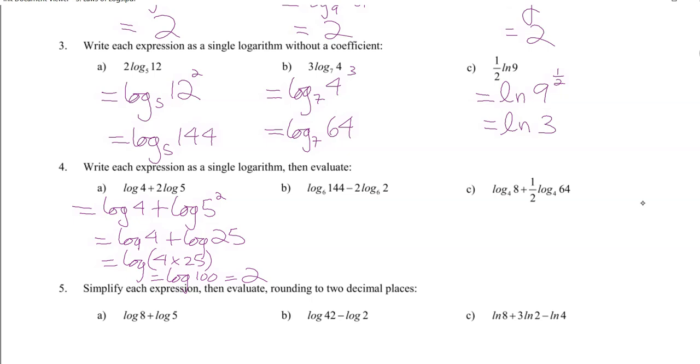Log base 6 of 144 minus 2 log base 6 of 2. All right, give it a try. So you know what to do. So the first thing is you cannot do a log law, like plus or minus, if there's a number in front. So your first step is, let's get rid of the number in front. So log base 6, 144 has no number in front.